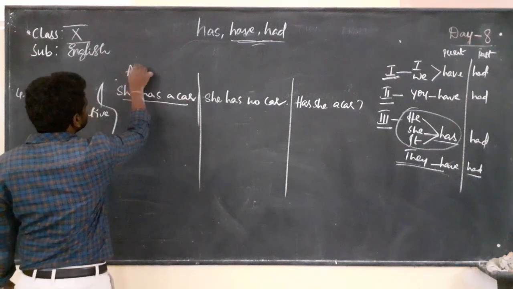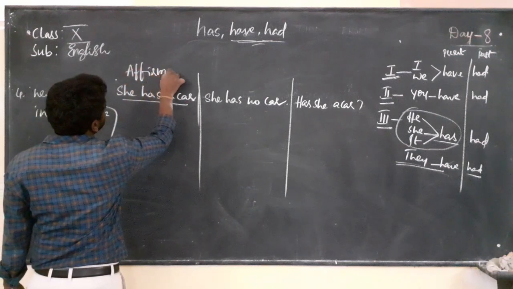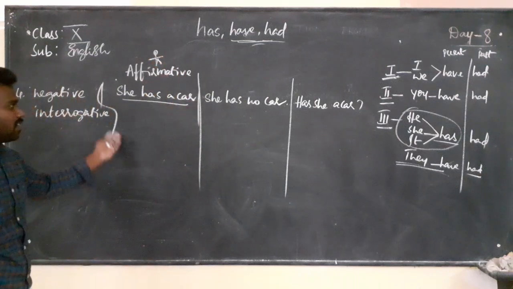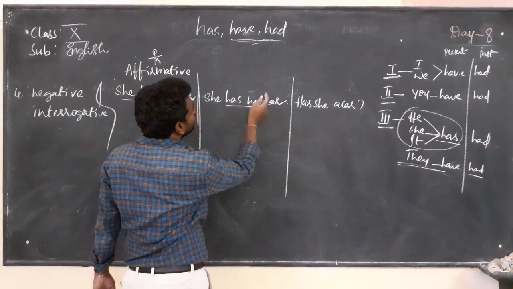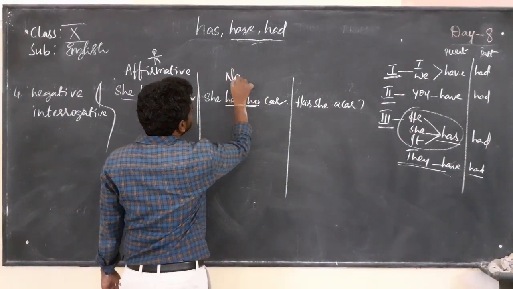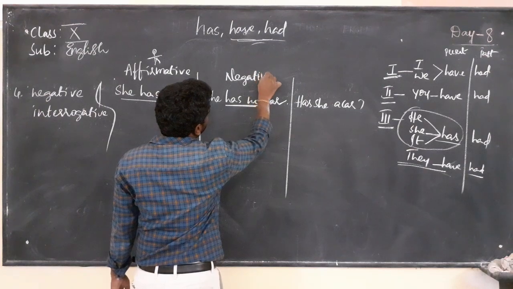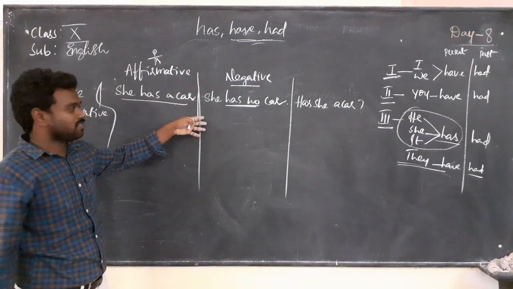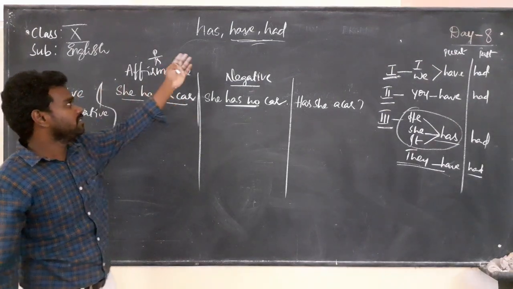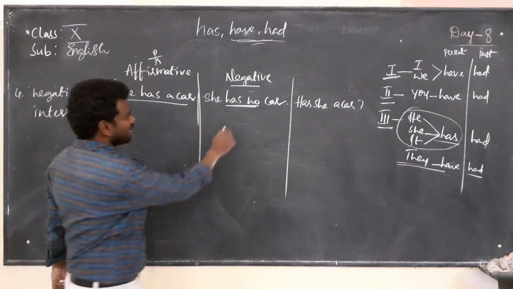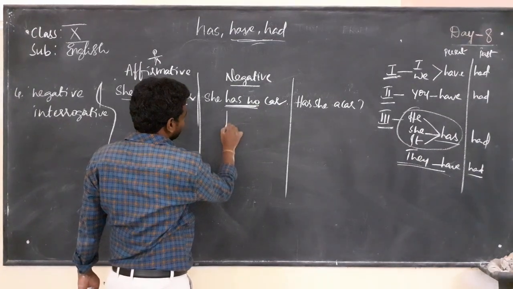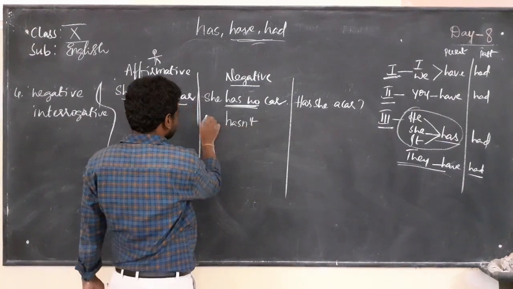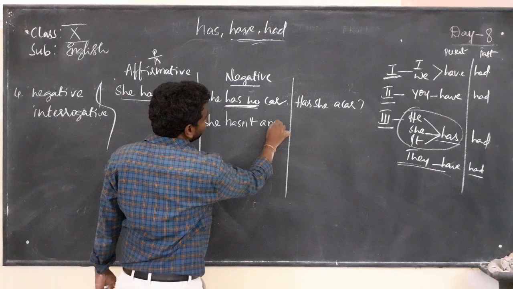So now here, she has a car. What kind of sentence is this? An affirmative sentence, in the sense of positive. She has a car. How did I write it here? She has no car. So this is a negative sentence. There are other ways we form a negative sentence with has, have, had. For example, we can also use hasn't.